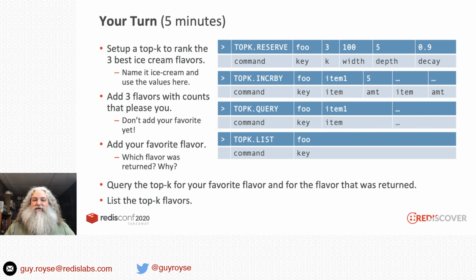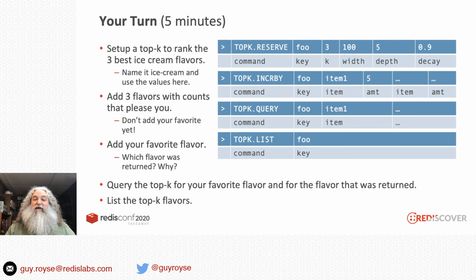Then add your favorite and make sure the number for the favorite, using either incrby, is larger than all the other ones, maybe even combined. It is your favorite after all. And after you add your favorite, you should have a flavor returned. Which flavor was it? And why was that returned? And why wasn't a different one returned? Why was a flavor returned at all?